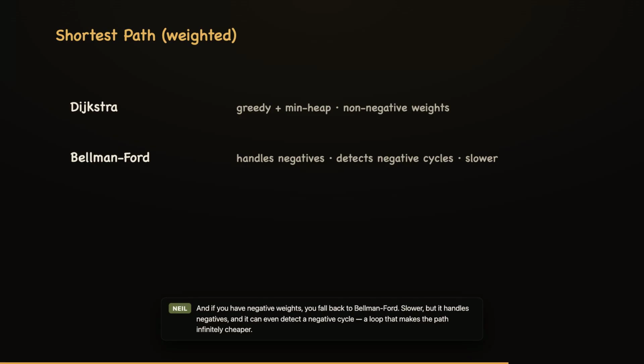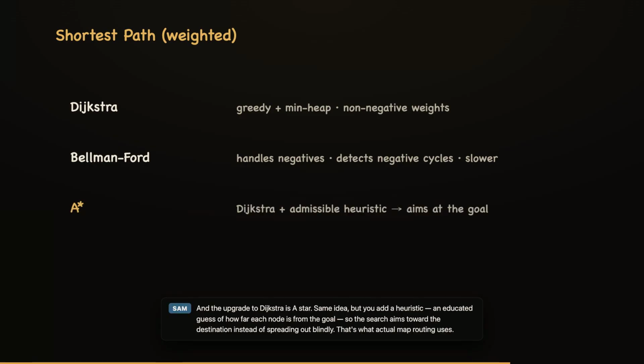And the upgrade to Dijkstra is A*. Same idea, but you add a heuristic, an educated guess of how far each node is from the goal, so the search aims toward the destination instead of spreading out blindly. That's what actual map routing uses.